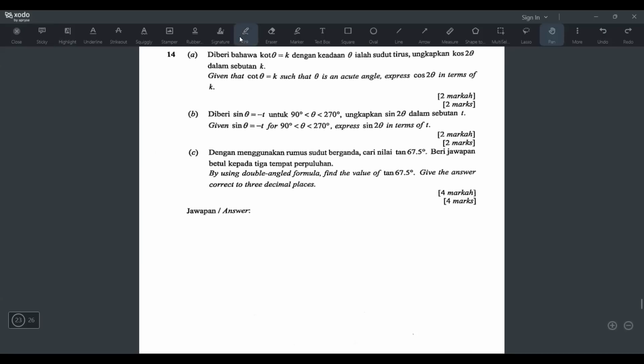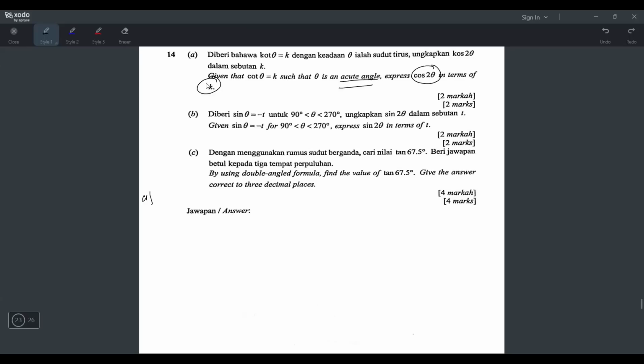Okay, I'm at question number 14 now. So let's do it. The question says, given that cot theta equals k. Okay, this one confirm is trigonometry. When you see sin, cos, tan or cot, you know this is the trigonometry chapter. So what does the question want to find out? Cot theta is k such that theta is an acute angle. Express cos 2 theta in terms of k.